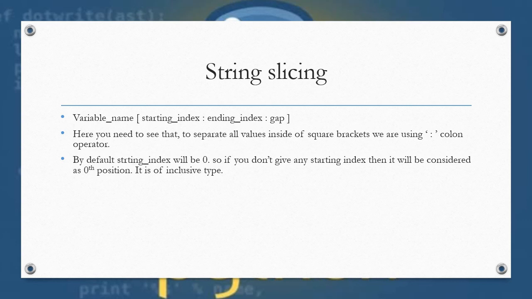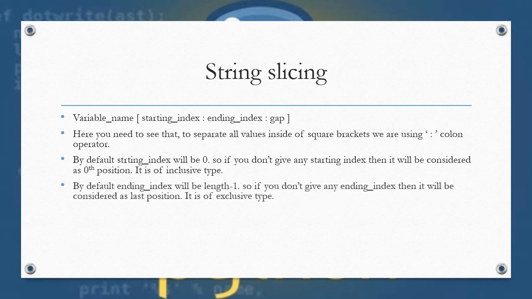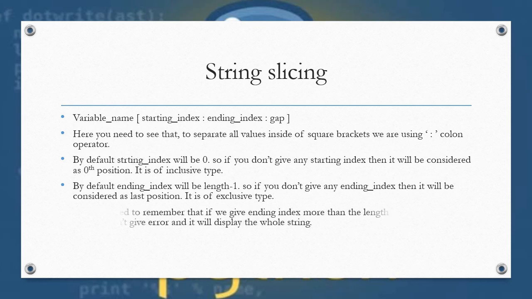By default the string starting index will be 0. So if you don't give any starting index, then it will be considered as the 0th position. It is of inclusive type, as I told before. By default the ending index will be length - 1. So if you don't give any ending index, then it will be considered as the last position. It is of exclusive type.